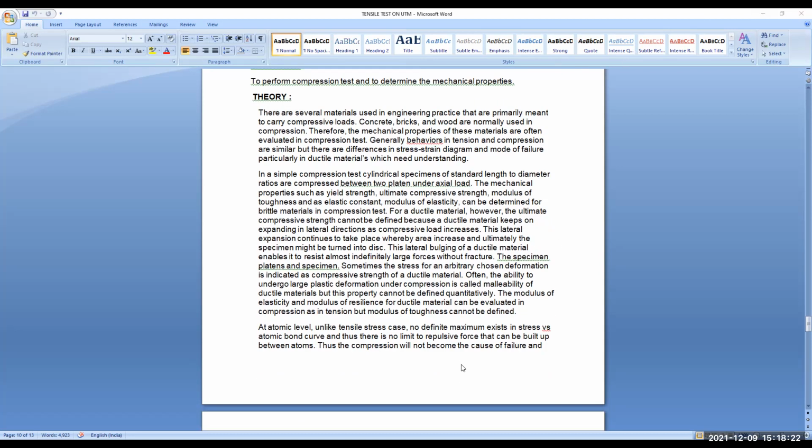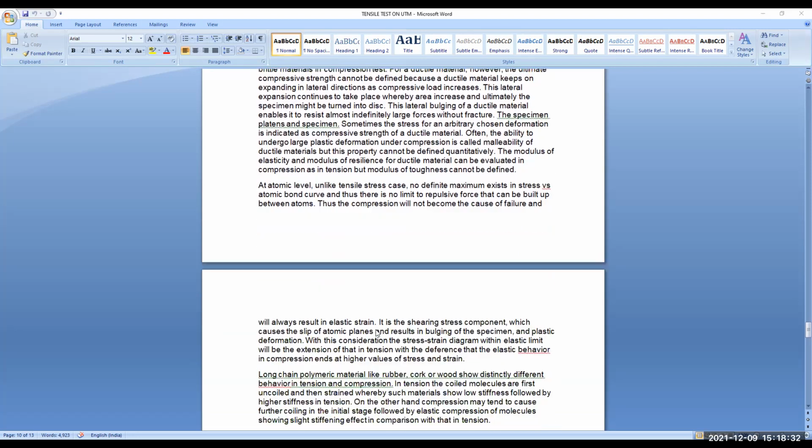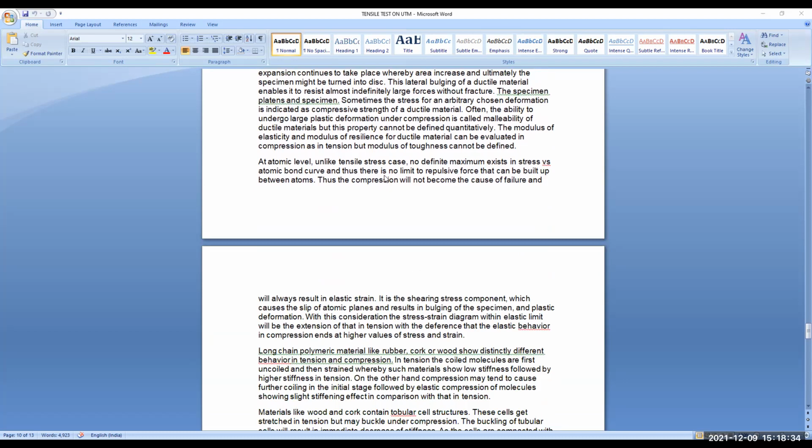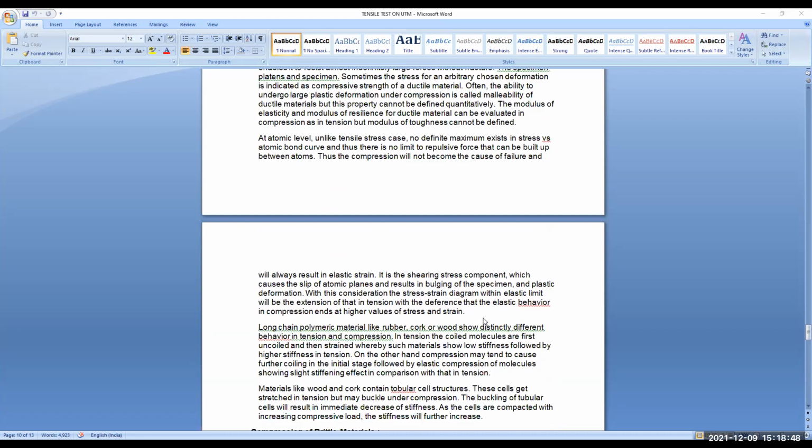The modulus of elasticity and modulus of resilience for ductile material can be evaluated in compression as in tension, but the modulus of toughness cannot be defined. Unlike tensile stress, no specific maximum stress is reached. Thus, compression will not become the cause of failure.